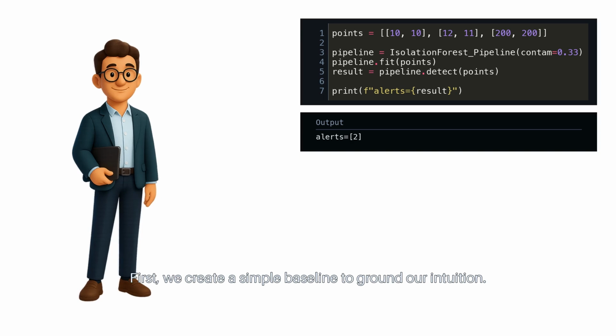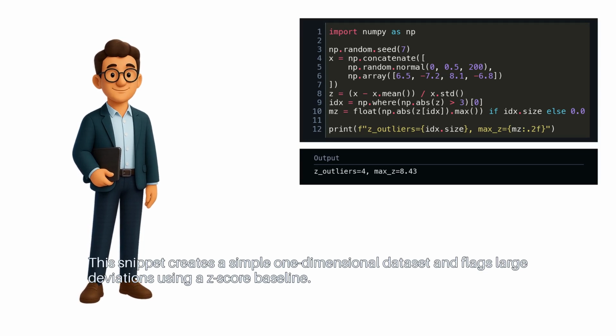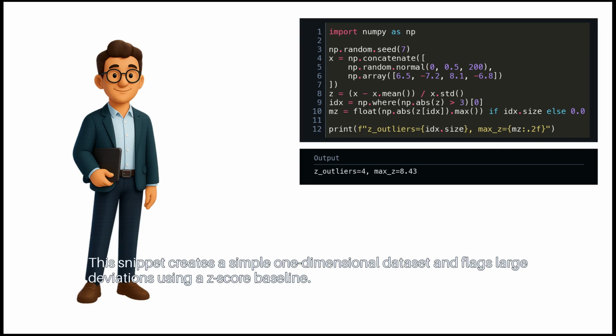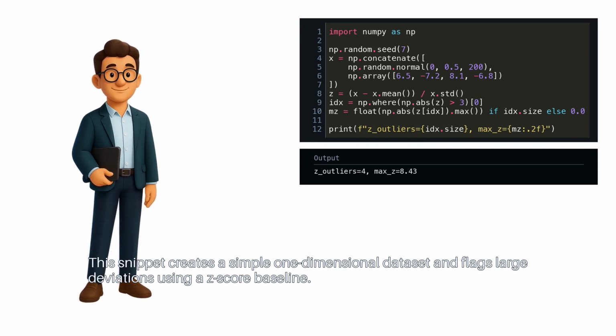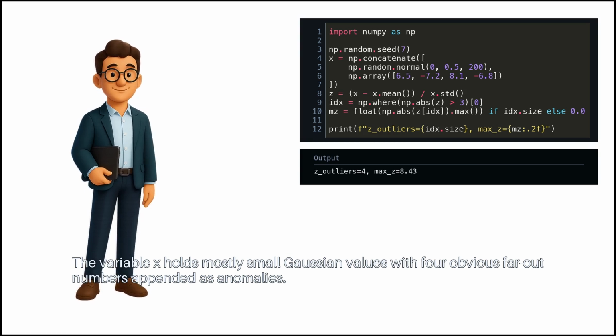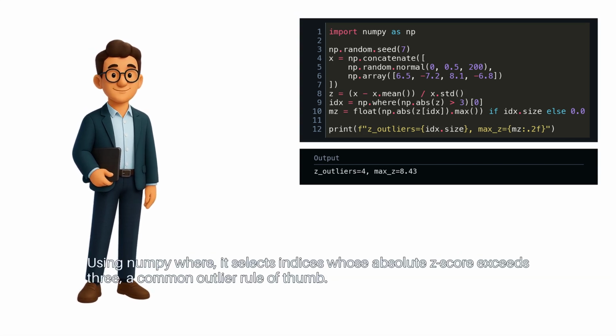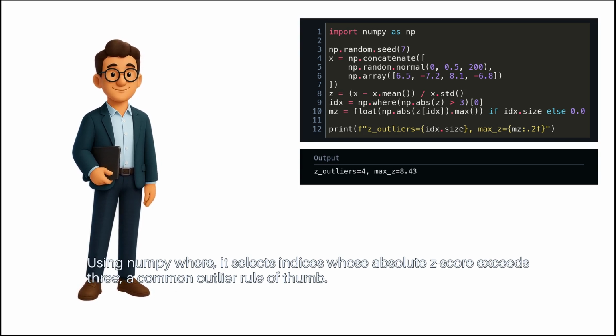First, we create a simple baseline to ground our intuition. This snippet creates a simple, one-dimensional dataset and flags large deviations using a z-score baseline. The variable x holds mostly small Gaussian values, with 4 obvious far-out numbers appended as anomalies. The code standardizes x by subtracting its mean and dividing by its standard deviation to form the array z. Using NumPy where, it selects indices whose absolute z-score exceeds 3, a common outlier rule of thumb.